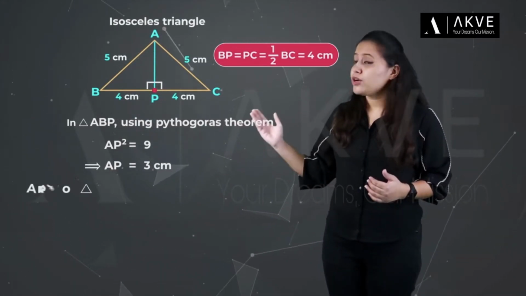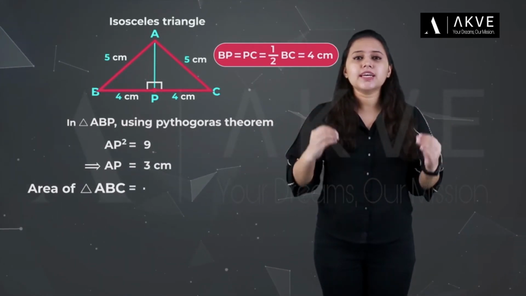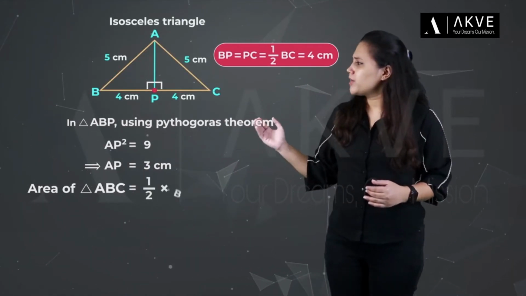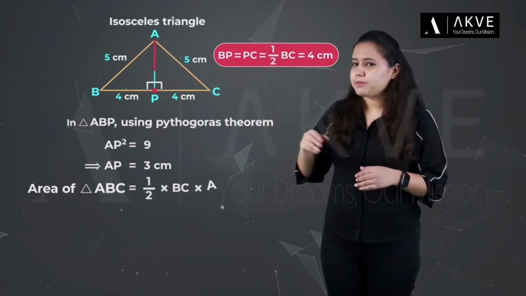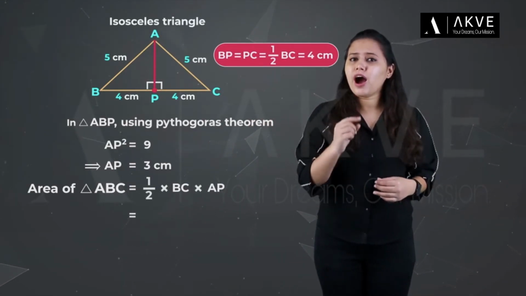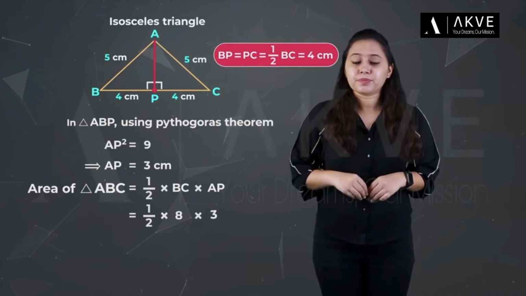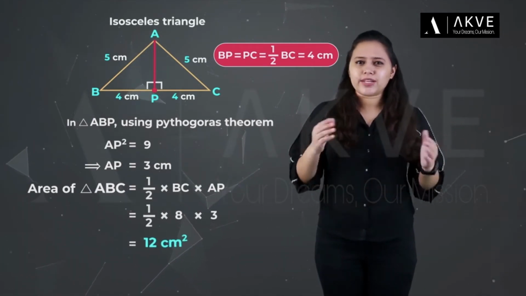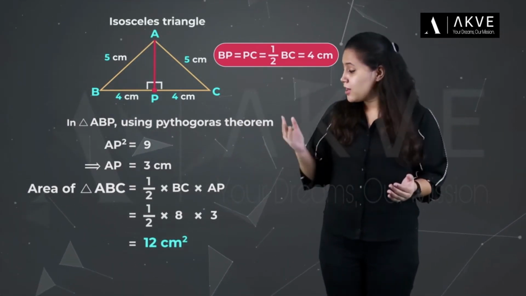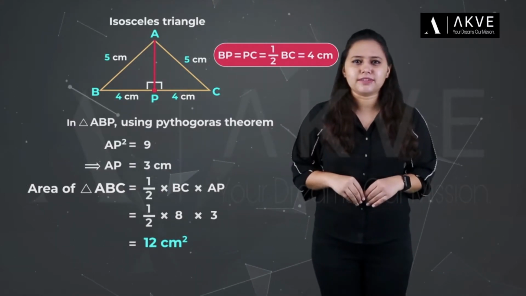Now, the area of triangle ABC is equal to half into base BC into height AP, which is equal to half into 8 into 3, and we get 12 square centimeters. Thus, we got the required area.